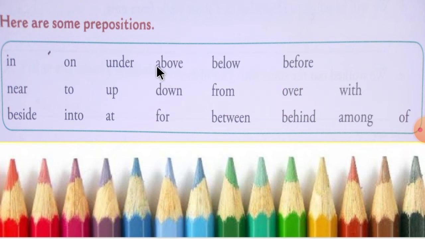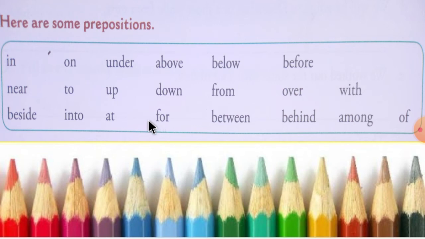A, B, O, V, E, above. Then number 11: D, O, W, N, down.